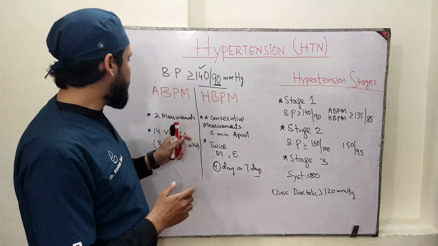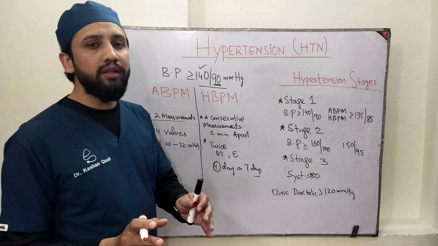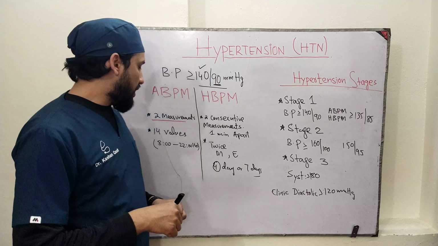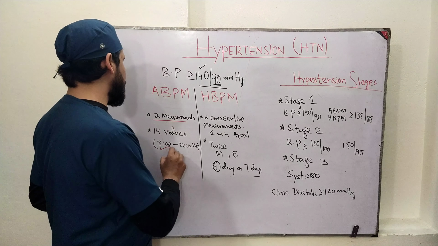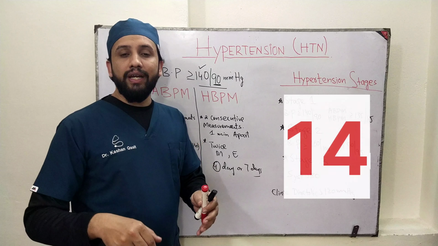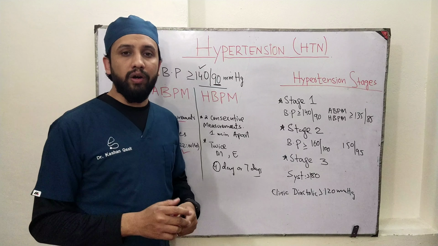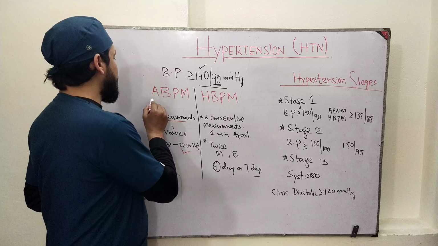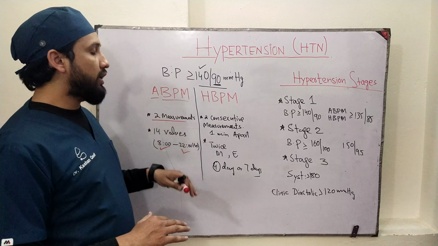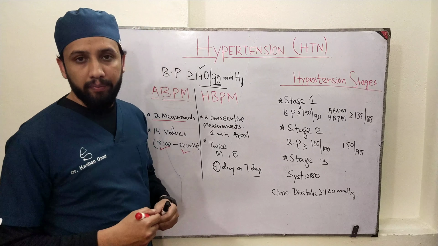In this ambulatory blood pressure measurement, you will look for two measurements taken during the waking hours of a patient. Two measurements are taken, and usually the hours are between 8 and 22. So you will take 14 values. The average of the 14 values will be taken as your mark for the average blood pressure of the ambulatory blood pressure measurement method. And if this method is not tolerated by the patient, you will go for the home blood pressure measurement method.